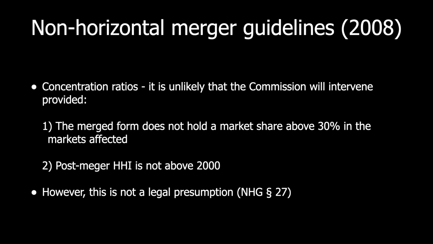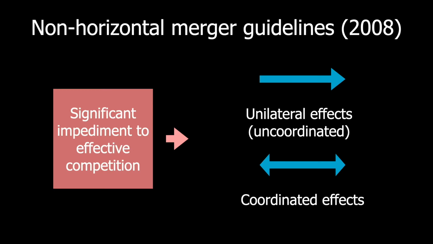Therefore, the Commission argues for tolerance of vertical mergers where none of the firms involved has a market share above 30% on the respective market and where the market is unconcentrated or only moderately concentrated. Note, however, that this is not a legal presumption. The analysis of these mergers follows a similar methodology as that used for horizontal mergers. Thus, we need to consider both unilateral and non-coordinated effects.